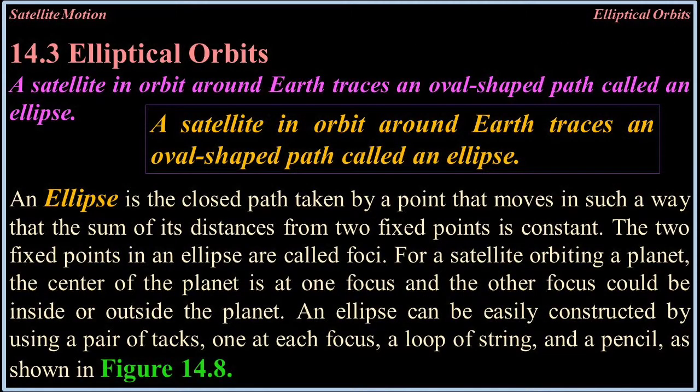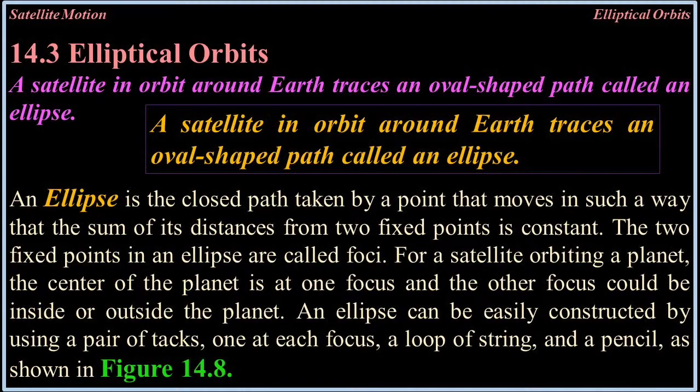14.3 Elliptical orbits. A satellite in orbit around Earth traces an oval-shaped path called an ellipse. An ellipse is the closed path taken by a point that moves in such a way that the sum of its distances from two fixed points is constant. The two fixed points in an ellipse are called foci. For a satellite orbiting a planet, the center of the planet is at one focus, and the other focus could be inside or outside the planet.